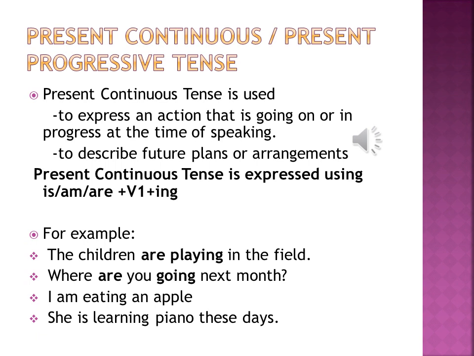Present continuous tense is expressed using is, am, are plus first form of the verb plus ing. Just to quote a few examples, the children are playing in the field. Where are you going next month? I'm eating an apple. She is learning piano these days. Now, in the next slide, we will see the rules of present continuous tense.